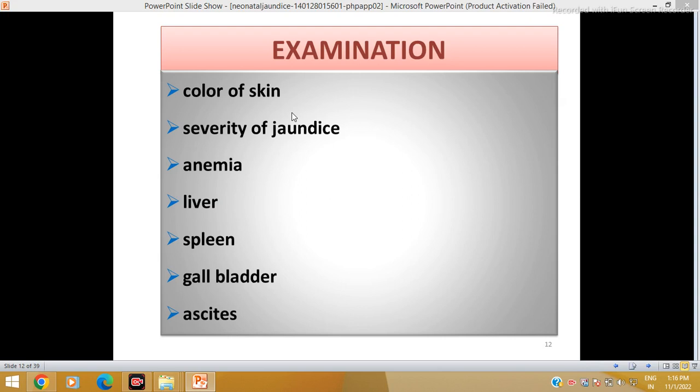In the color of the skin, how much area is involved, according to that we will identify the severity of the jaundice.